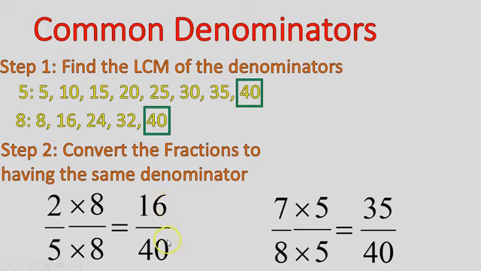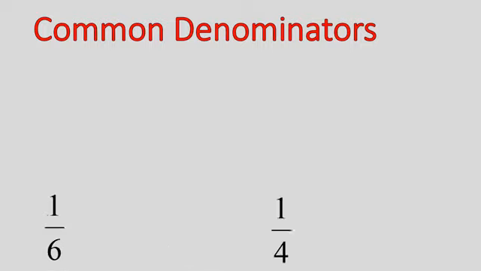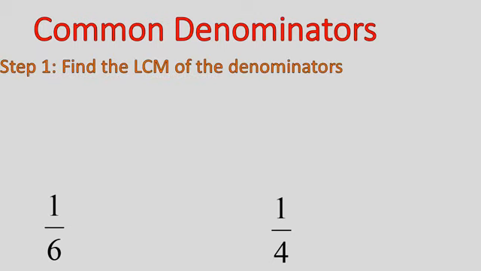Notice how I've been able to convert both fractions to having a denominator of 40. I said 30? I meant 40. Alright, having a denominator of 40. Do the same thing. Let's go ahead and do this one more time. We're going to find the least common denominator by finding the least common multiple of 6 and 4.